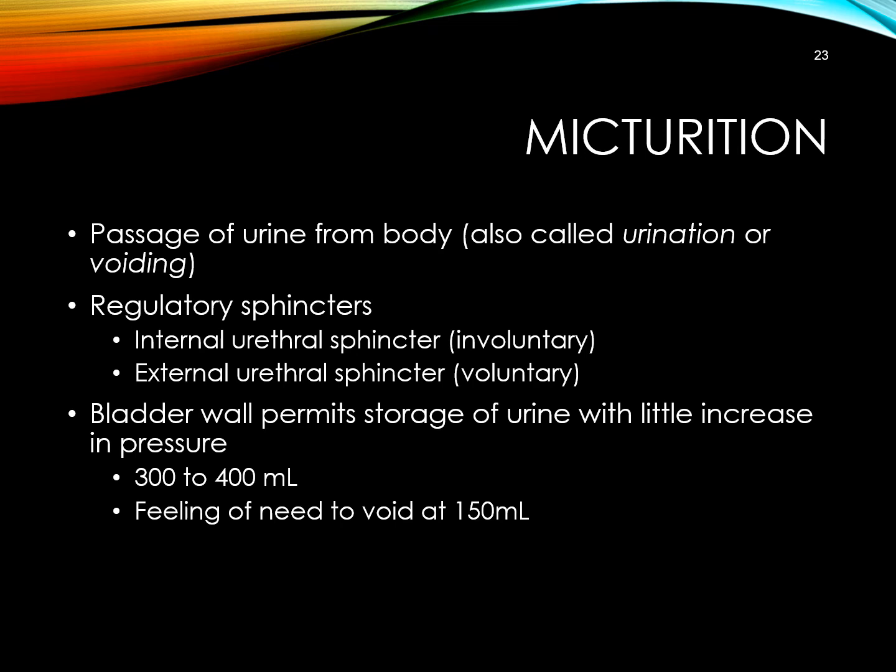And then there is an external sphincter that we have the ability to control, and that circles the urethra just below the neck of the bladder. So the internal one is located at the bladder exit. The external one is located just below the neck of the bladder. And this bladder wall permits the storage of urine with little increase in pressure.